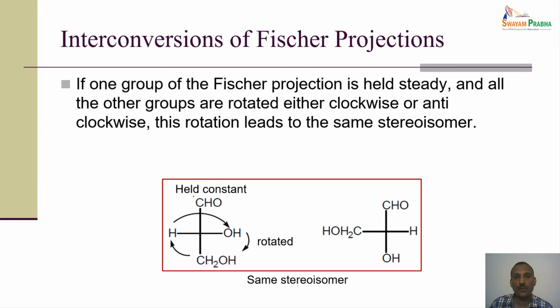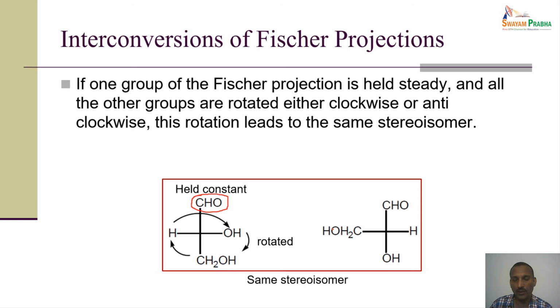Now another type of interconversion: in this case we keep one of the groups constant. We are not moving this group. We can rotate all the other three groups in a clockwise or anti-clockwise direction. In this case, the CHO is written at the top and the hydrogen is moved to the right. Then the OH comes down as shown here and the CH2OH comes to the top.